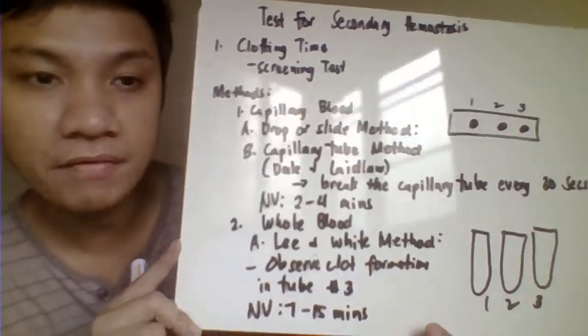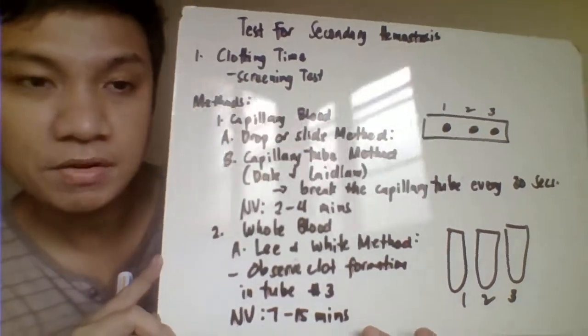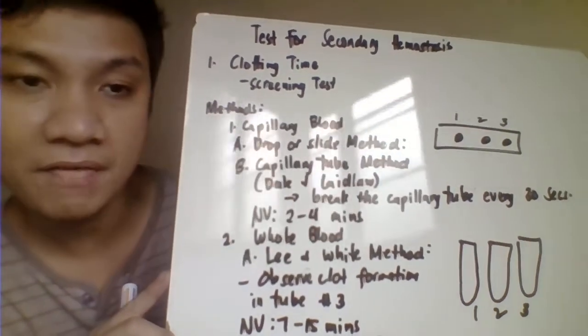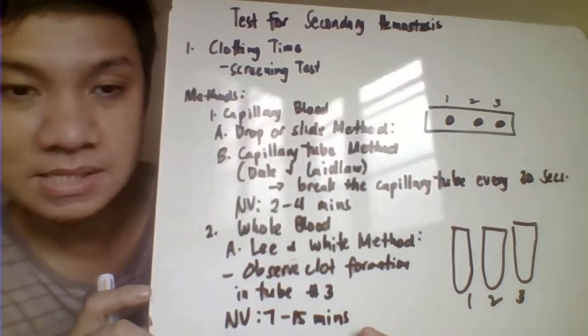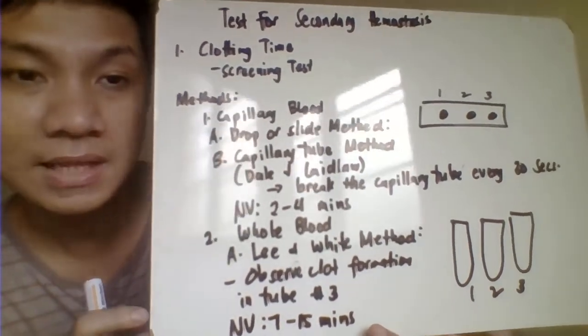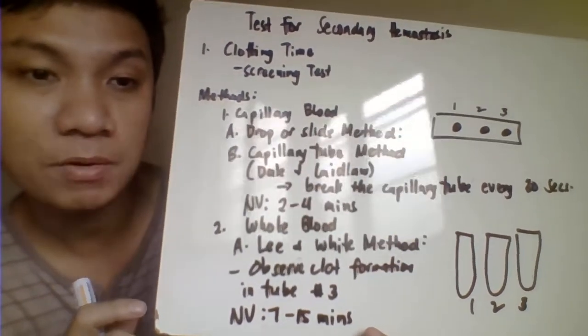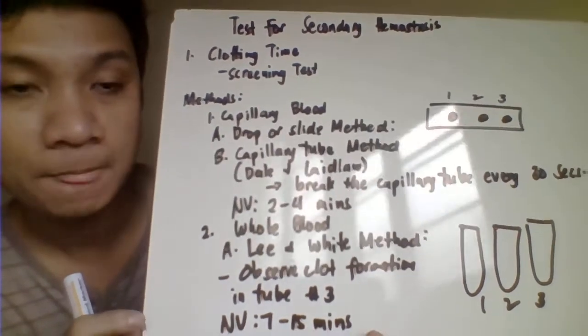Okay, so we have here the different tests for the evaluation of your problem related to your coagulation factors. The tests here are actually clot-based, so they try to measure the time when your sample is able to form a clot.